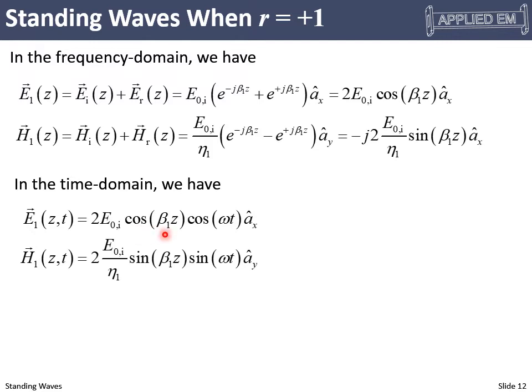We have an envelope term and an oscillating term. It's just that the sines and cosines have moved around and switched equations, if you will. Now let's start looking at these standing waves and see what's going on.